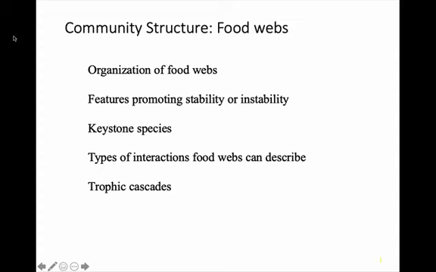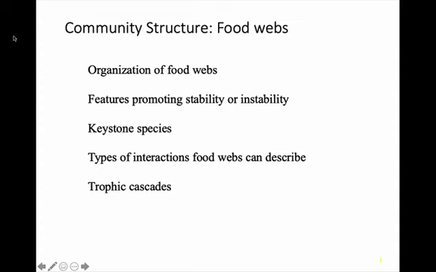We'll talk about keystone species in food webs and their role in promoting and maintaining diversity. We'll look at 3 different types of interactions that can be diagrammed with food webs. They are not all used for the same things, so it's worth taking a look at what they are used for. And we'll end this presentation by talking about trophic cascades, which are influences on different levels of a food web by subsidizing or removing organisms from another level of a food web.